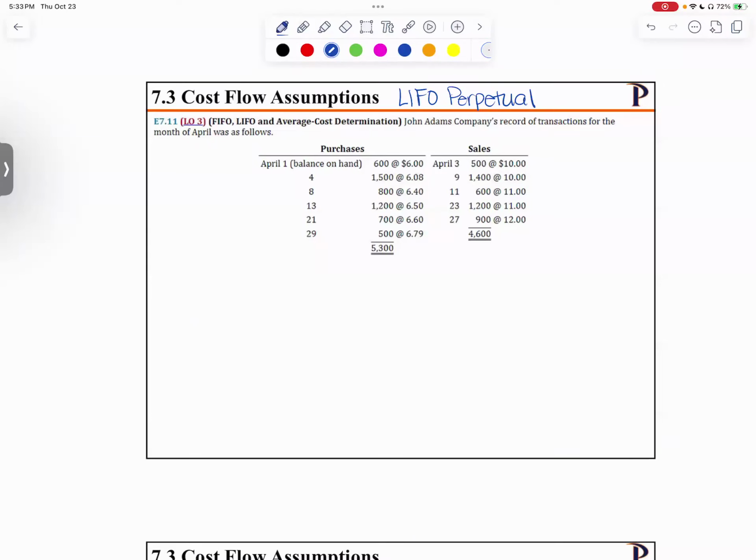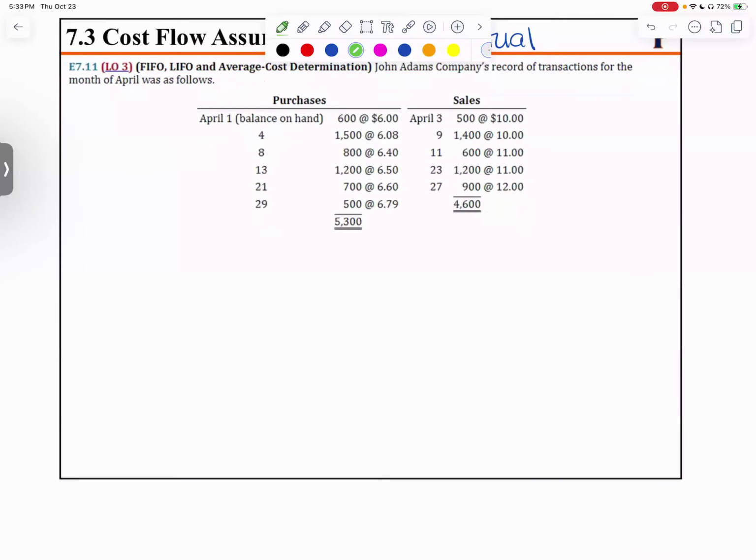Under this method, we can only pull from the purchases that we've had up until the date of the sale. So we can't start with this set of purchases where we purchased 500 at $6.79 at the end of the month. Instead, we have to look at each sale and see what was available at that time and then pull the latest purchase from those batches of purchases that are available. This one, again, I would work through slowly and carefully.